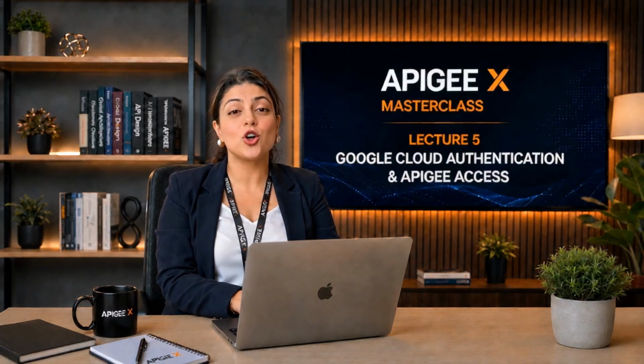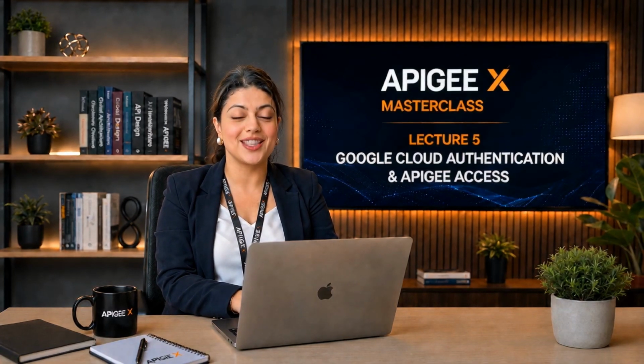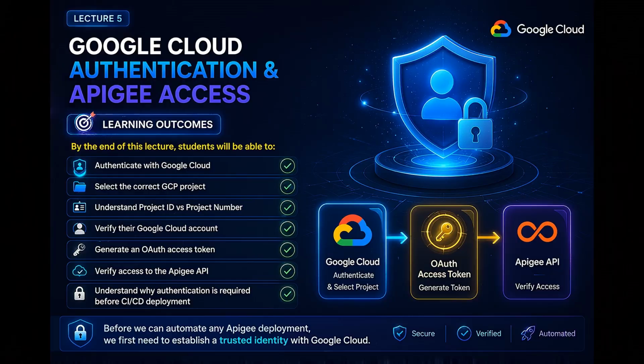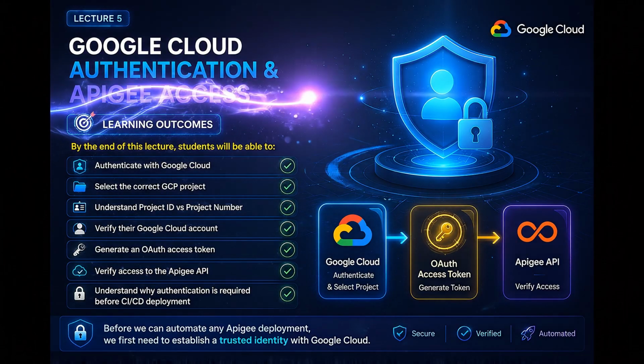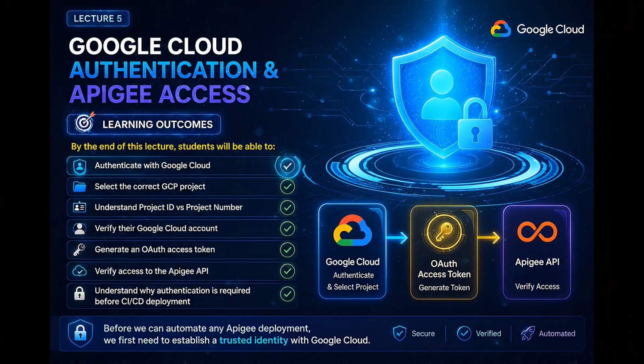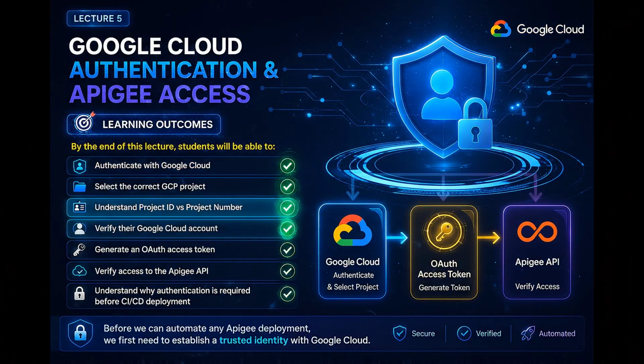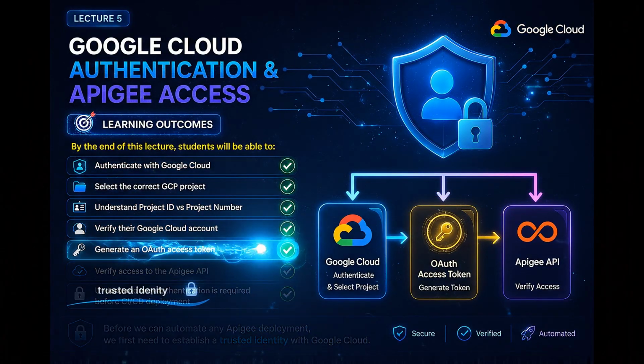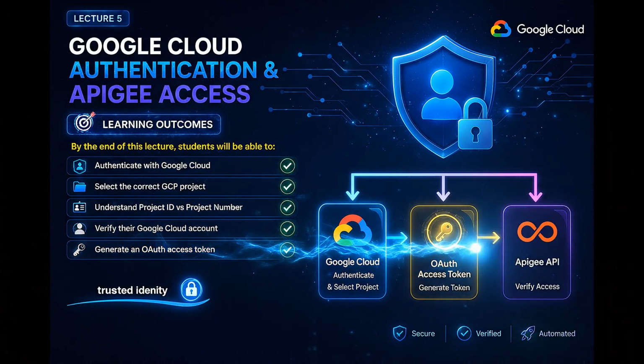In the previous lecture, we installed all the tools required for our Apigee CI/CD project, but having the tools installed isn't enough. That's what we will configure in this lecture. We will authenticate with Google Cloud, select our project, generate an access token, and finally verify that our credentials can communicate with Apigee X or not. So this is very important.